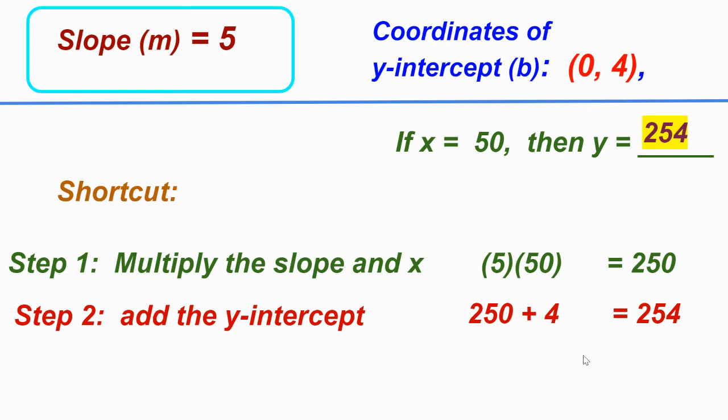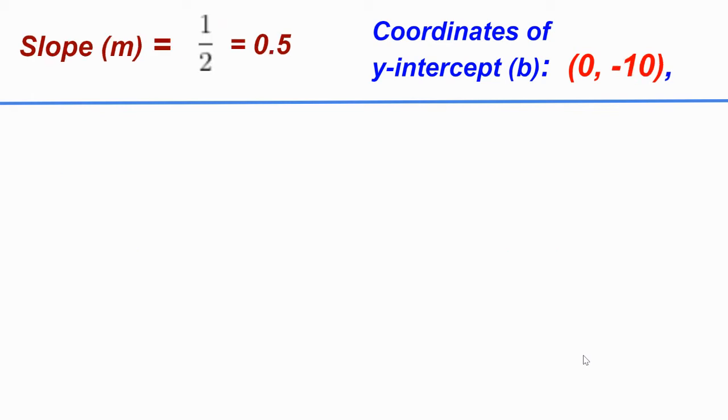Let's try this one more time. All right, a different one. Slope is a half. Remember, slope is a half is 0.5 as a decimal, right? Divide it, 1 divided by 2, that gives me 0.5. Half is 0.5. So let's go ahead and same thing.